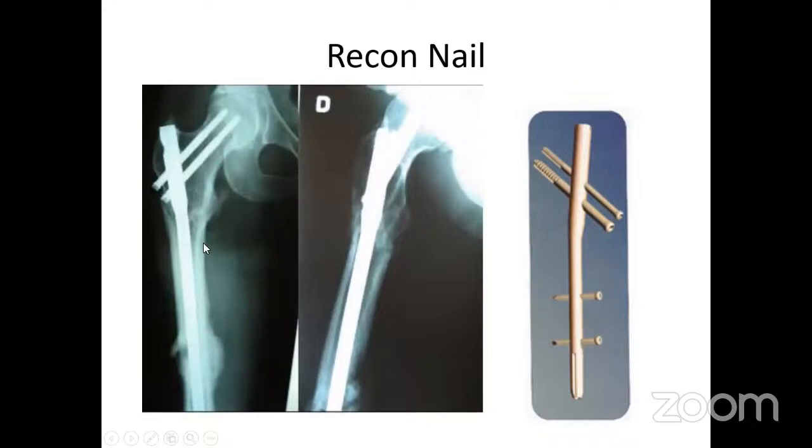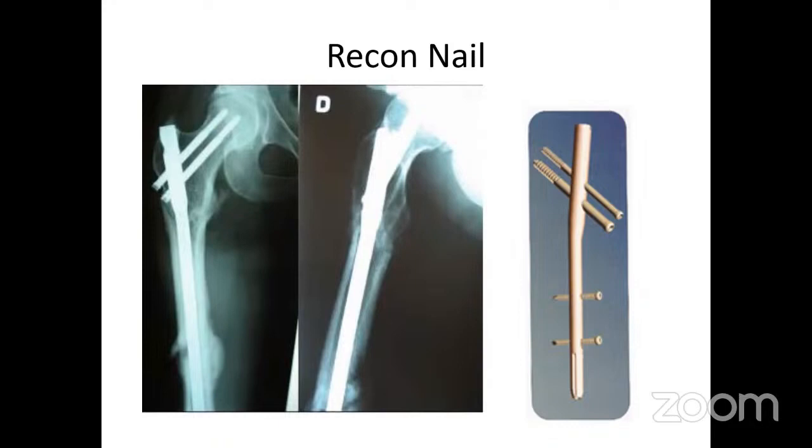So the incidence of a neck of femur with the shaft is around 6 to 12%. That means it's not that uncommon. So whenever the patient is having fracture shaft of femur, you have to rule out neck of femur also. And this is one of the implants used to treat ipsilateral neck and shaft. That means you can treat it with a recon nail, a reconstruction nail. So short form is recon.